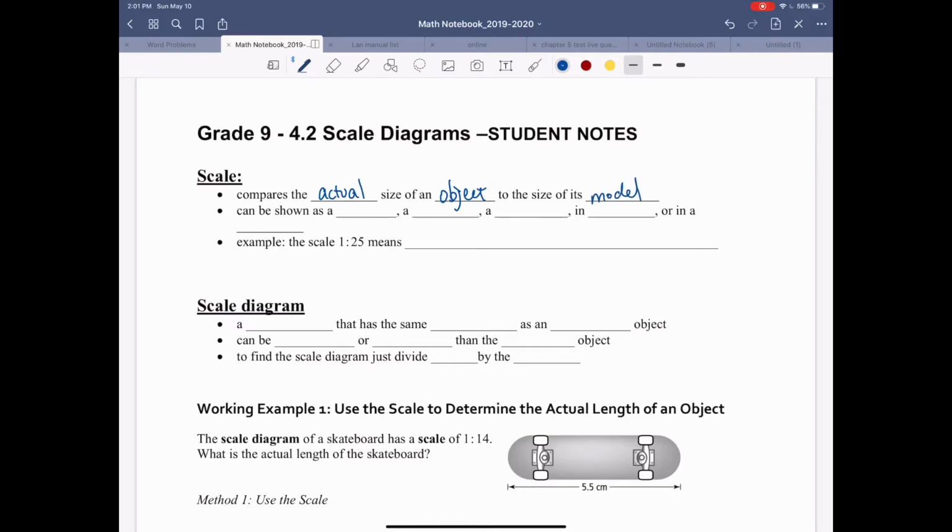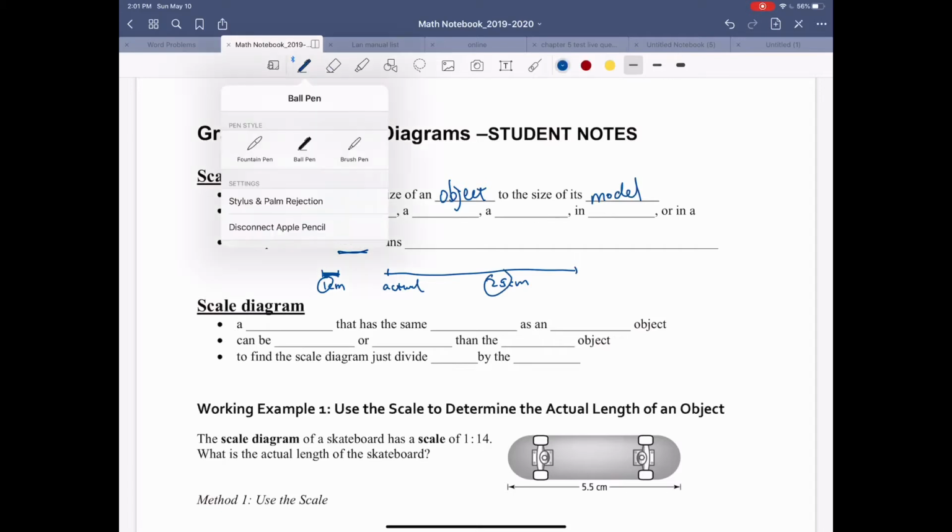If I give you a scale of 1 to 25, for example, and I tell you the diagram size, this length, is 1 cm, then the scale of 1 to 25 means the actual is 25 cm, because the ratio is 1 to 25. So basically, that's what you need to calculate.